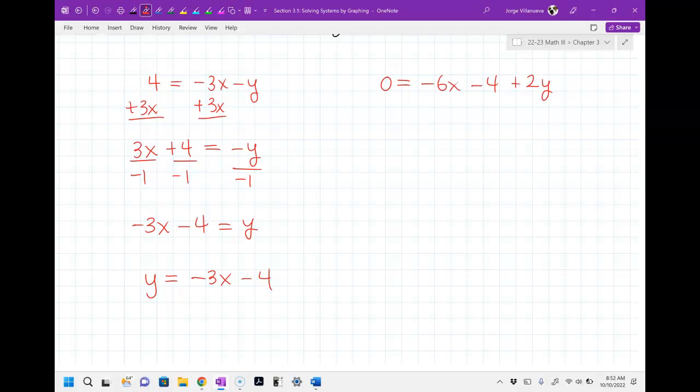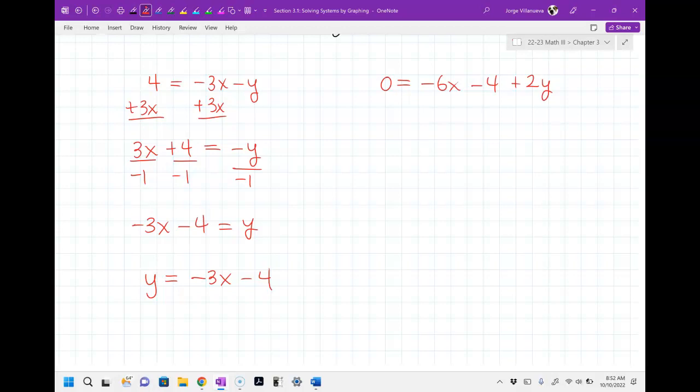By the way, this is a good exercise for the next set of examples because they're going to have you graphing them, and sometimes they'll be already set up for you, no problem. Other times you're going to have to rewrite them like this, and that way you can graph them. So it's good practice to get ready for graphing.